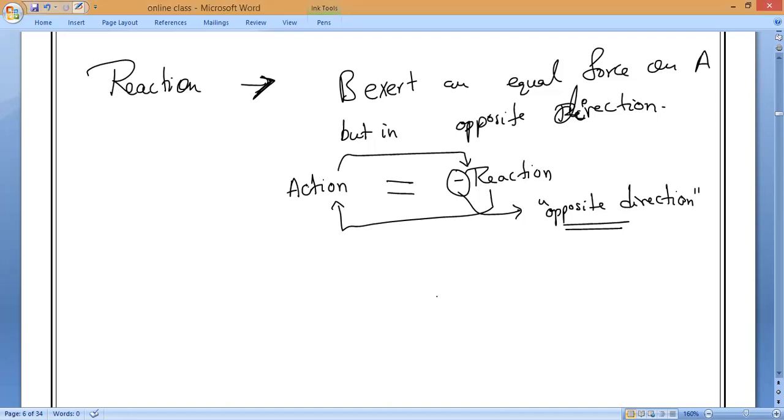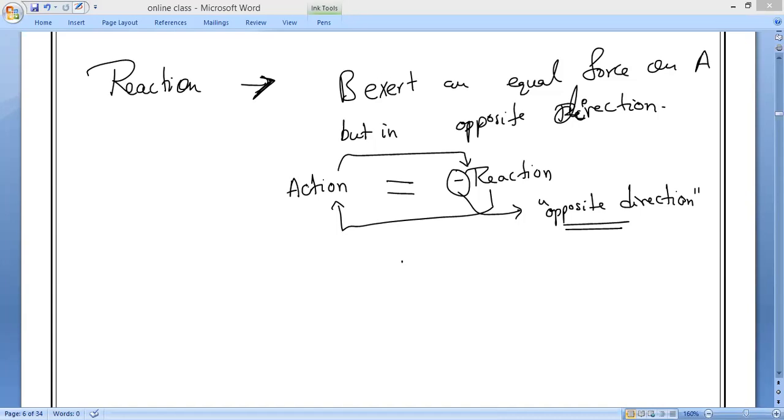In the same way, a single body cannot do both action and reaction. These forces always exist in pairs. What do you mean by pair? Two objects. So a single isolated force cannot exist. Action and reaction do not act on the same body. Always how many bodies are needed? Two bodies are needed.